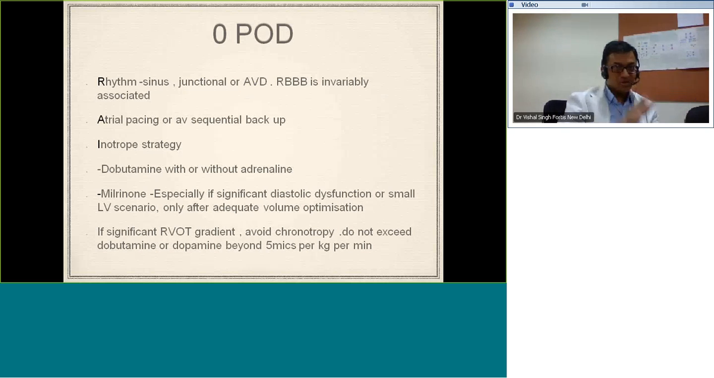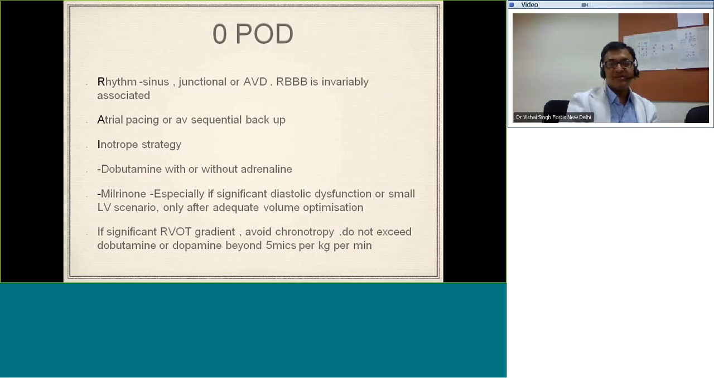When you see the patient, besides your regular clinical examination, there are a few things which you should keep rechecking again and again in such patients. The rhythm can be sinus, junctional, or sometimes there may be an AV dissociation, especially if there's a VSD with inlet extension. Right bundle branch block is an invariable association, so you don't really worry about it.